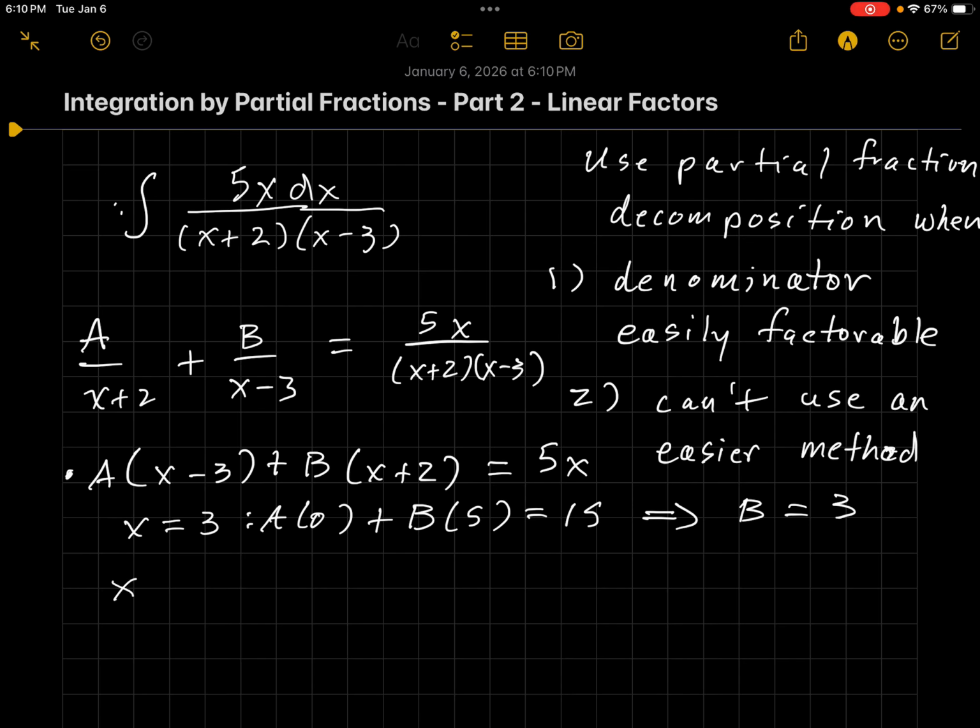Let's choose another value for x. We'll do x equals negative 2. This gives me a times negative 2 minus 3 plus 0 equals negative 10. Because I have to plug x equals negative 2 into both sides of my equation. Negative 5a equals negative 10, or a equals negative 2.